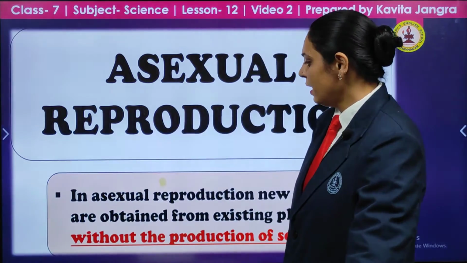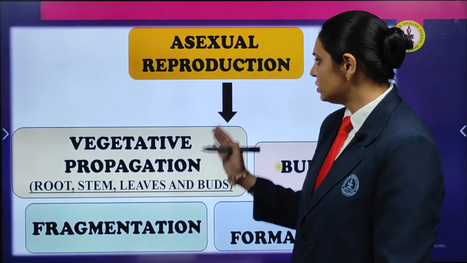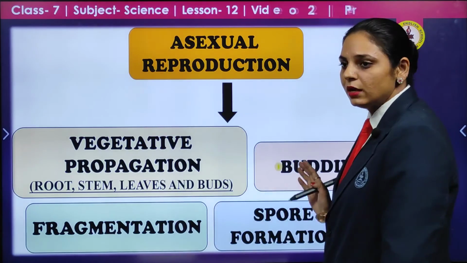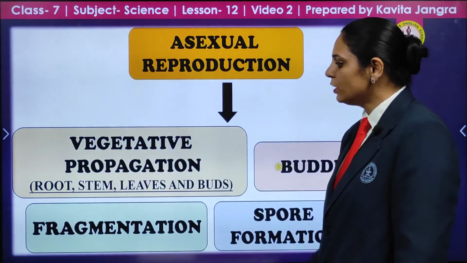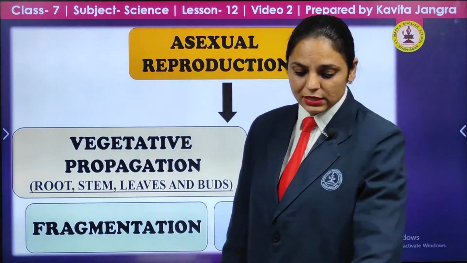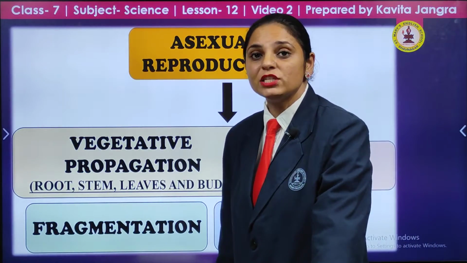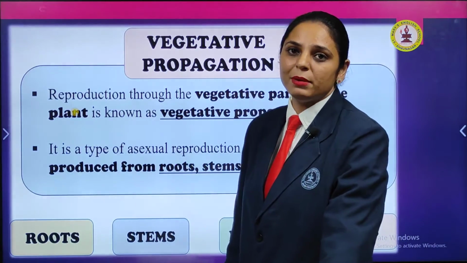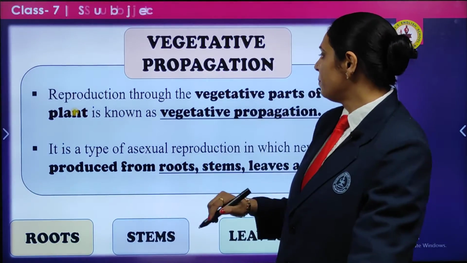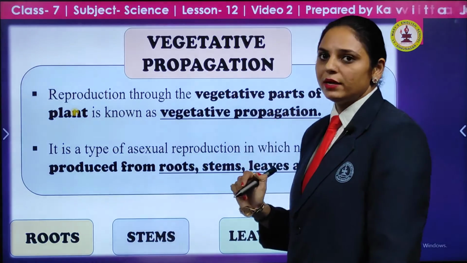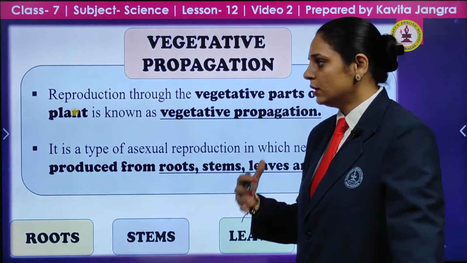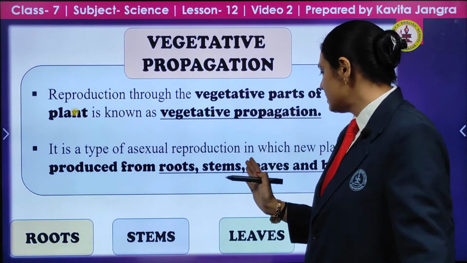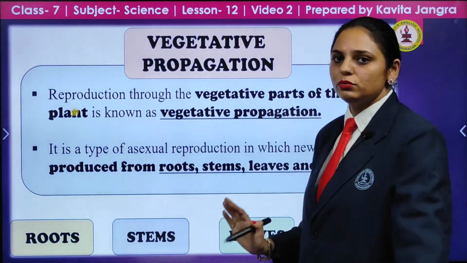So, taking ahead this topic, asexual reproduction happens through vegetative propagation, fragmentation, budding or spore formation. First we will talk about vegetative propagation, that is through the vegetative parts. And what are the vegetative parts? As I told you in the previous video, the root, stem, leaves and the buds. In vegetative propagation, the vegetative parts of the plant are used to form a new plant, and the new plants are produced from the roots, from the stem, by taking the leaves, or through the buds.